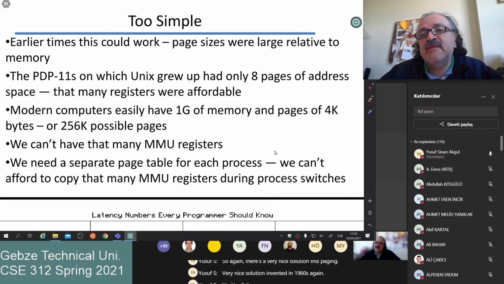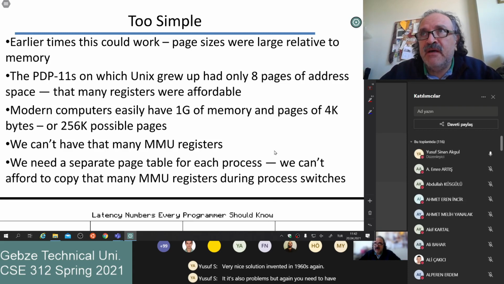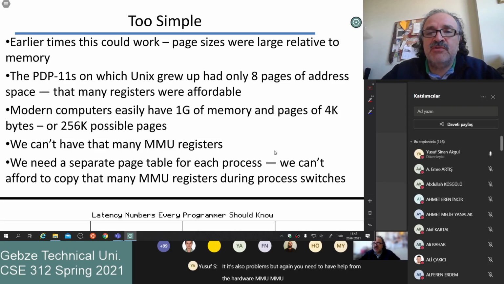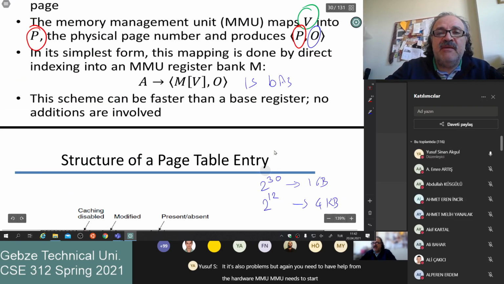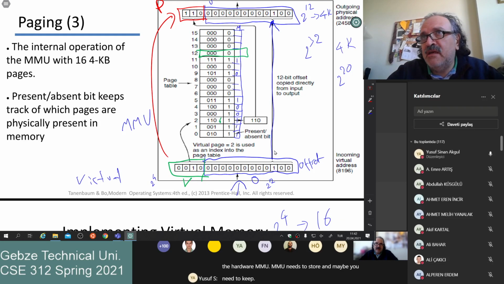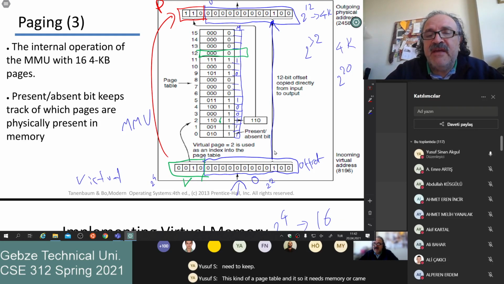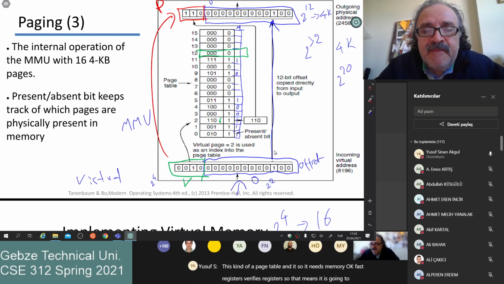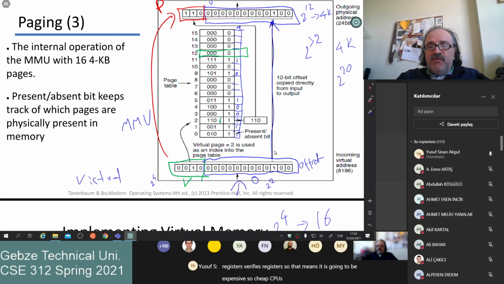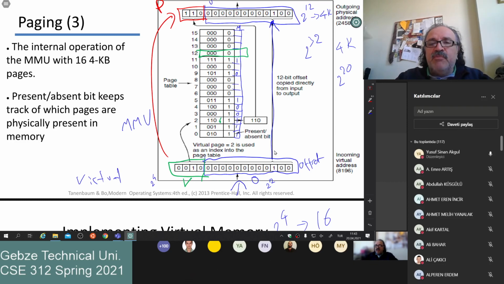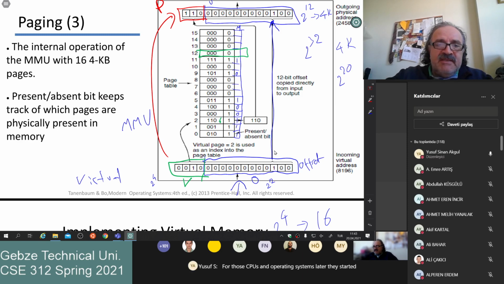It solves lots of problems, but again, you need to have help from the hardware, the MMU. The MMU needs to keep this kind of page table, and it needs memory, fast registers, very fast registers. So that means it is going to be expensive. Cheap CPUs of the 1980s and 1990s didn't have this kind of support, so it wasn't possible for those CPUs and operating systems to have such sophisticated paging-based memory abstraction methods. Later they started supporting these.